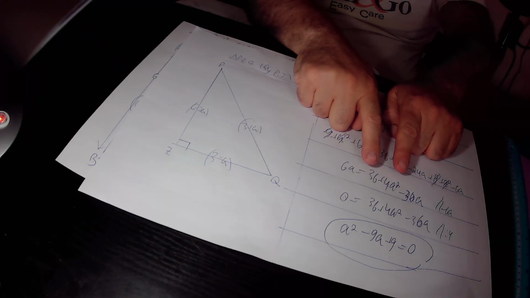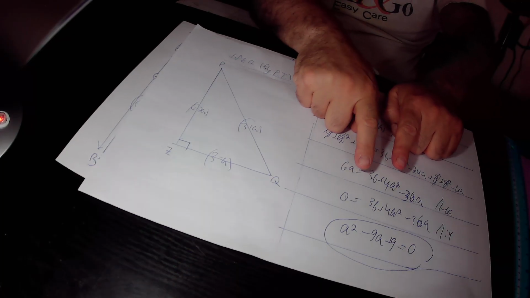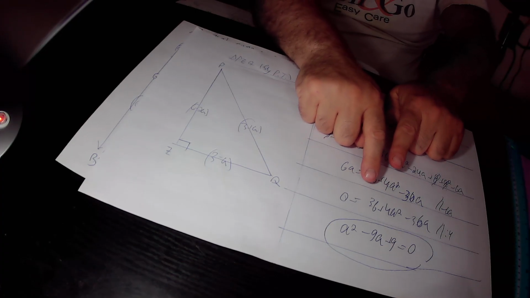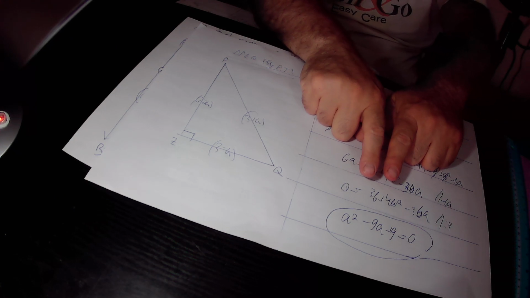Here we divided this equation by 4, and found that 4a squared over 4 is a squared, minus 36a over 4 is minus 9a, and 36 over 4 is 9. So in conclusion, we found that a squared minus 9a plus 9 equals 0.